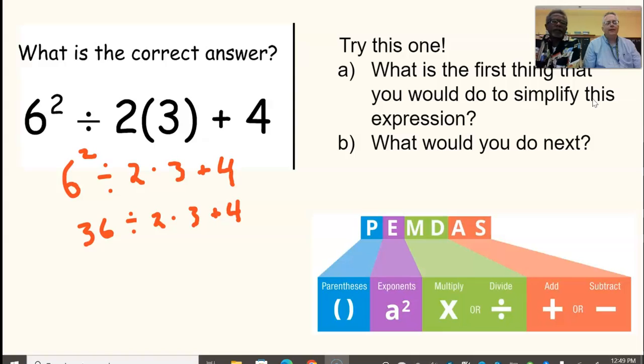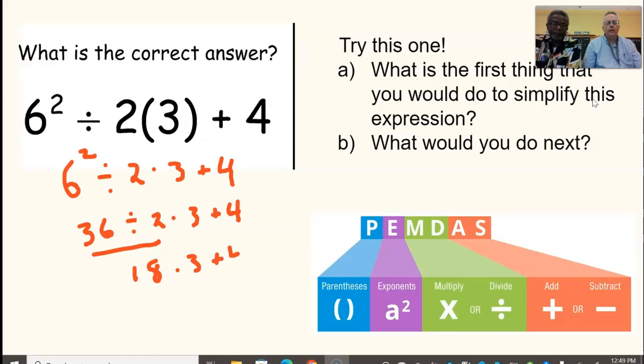Right. So in the little graphic down at the lower right-hand part of the screen, you see in green are M and D, which is multiplication and division. So they are at the same level. That means whichever one we run into first, going from left to right, we're going to do first. So we're going to do this first. So 36 divided by 2 is 18. And we still have the times 3 plus 4.